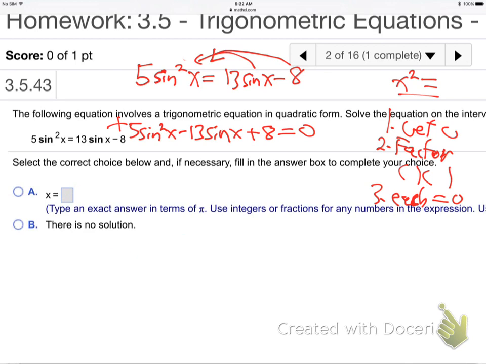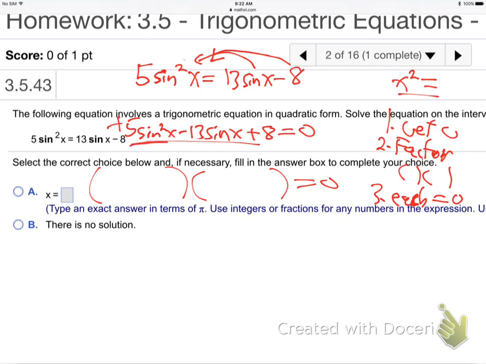So now you're looking for the 2 parentheses, right? Now you're looking for 2 parentheses with an equal sign there. And they have to multiply to be this. So let me give you a minute on that. So yeah, if you're looking at that and you're like, well, I have no idea.